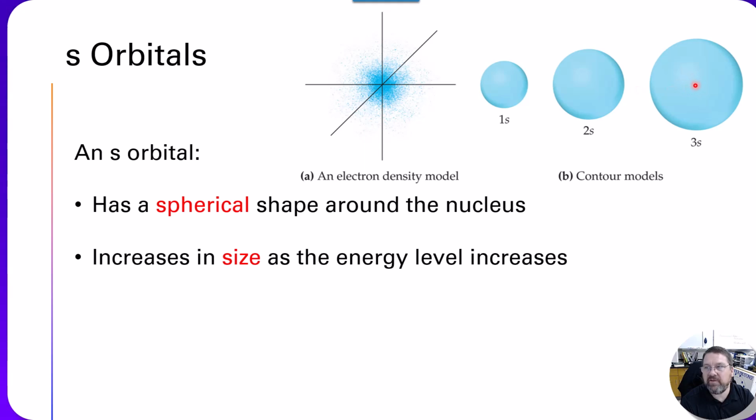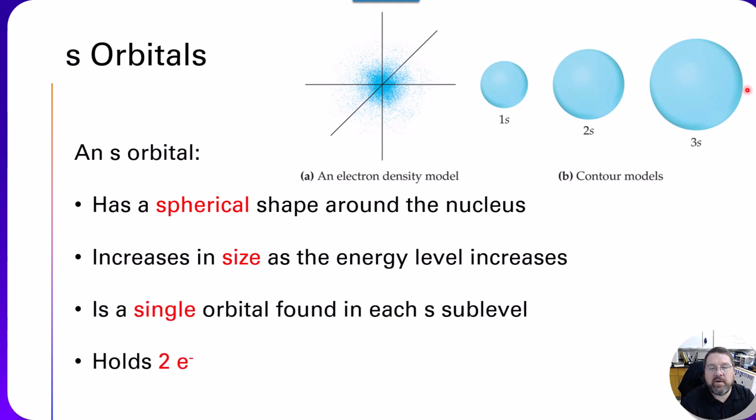You'd have the 1s, then you have some blank space, then you have the 2s, then some blank space, then the 3s. And the blank space in between are areas where you don't have as high of a probability of finding the electrons. All right? Each s sublevel only has that 1 orbital and thus can only hold a total of 2 electrons.